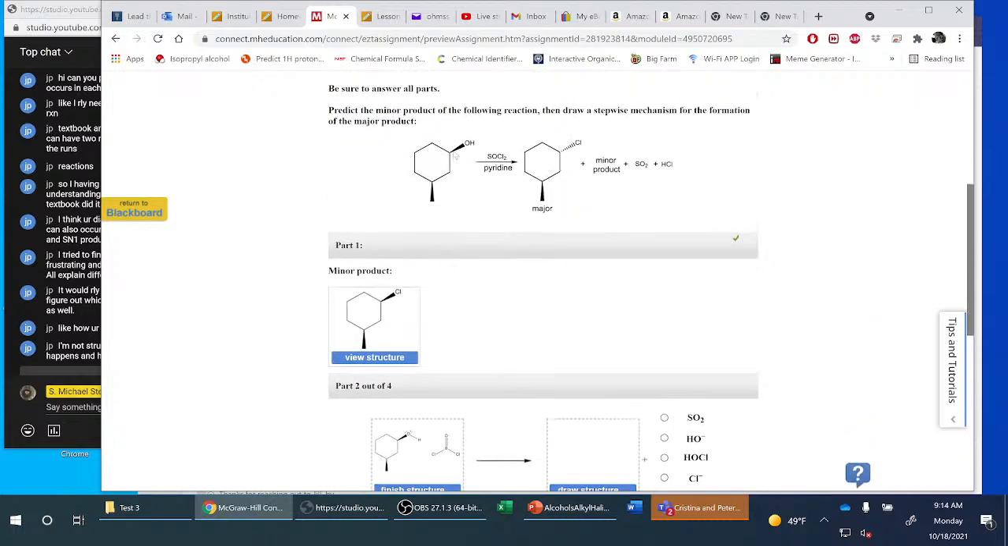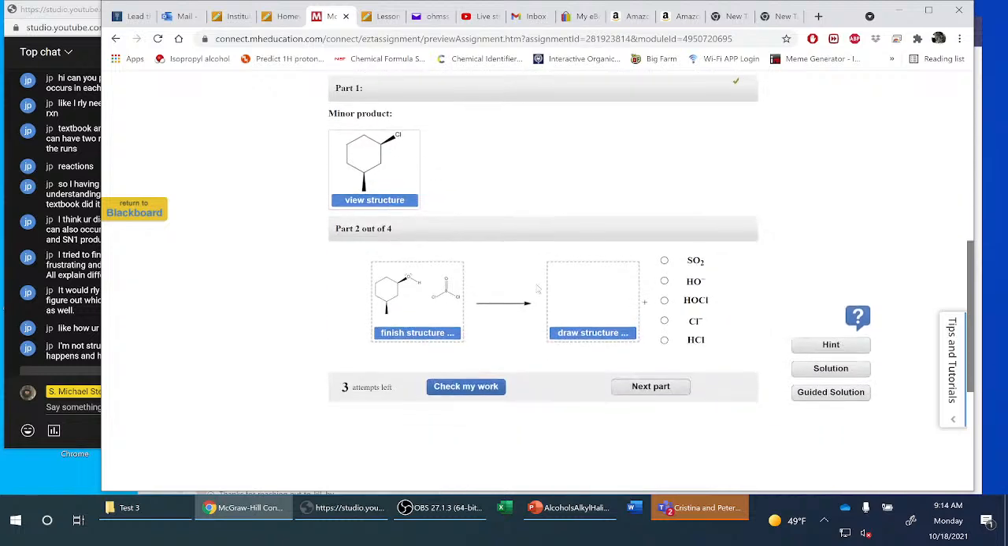So your minor product here is the one where you get the OH substituting the OH, and this looks like the R formation, whereas you have the S up here. Generally speaking, thionyl chloride, SOCl2, is going to give you this major product. That's pretty much going to be all you recover, but you will occasionally acquire some of the SN1 product.